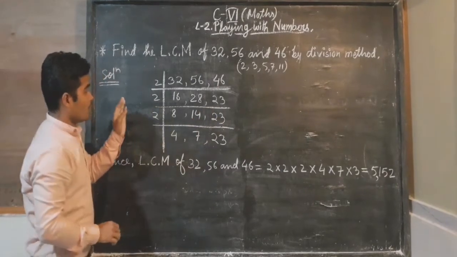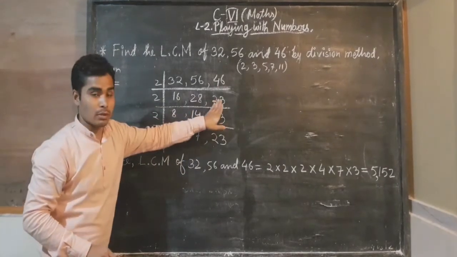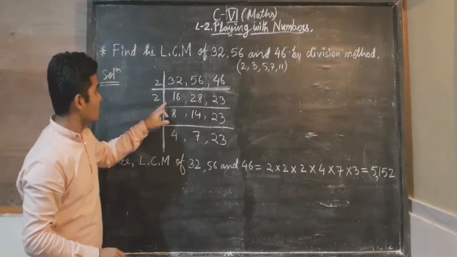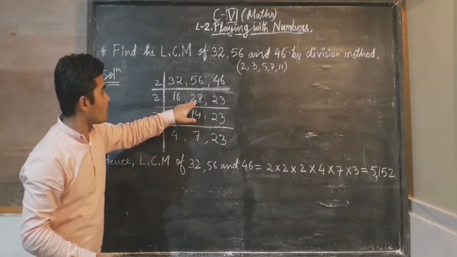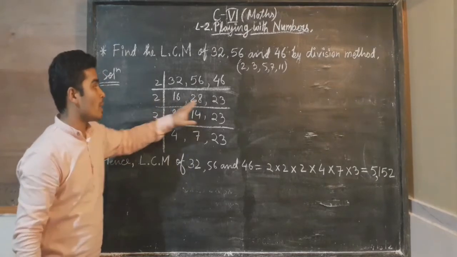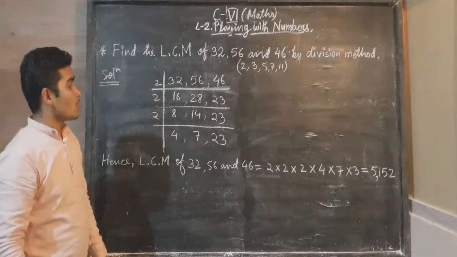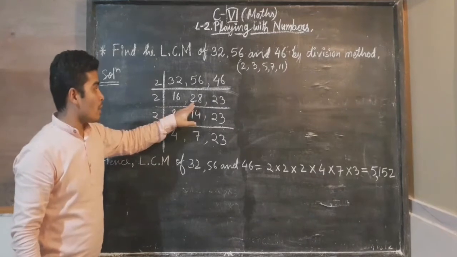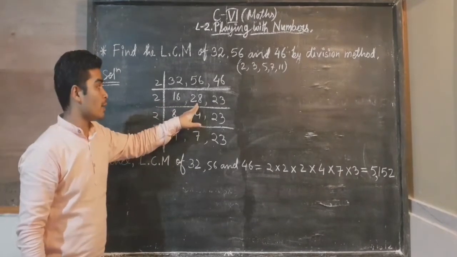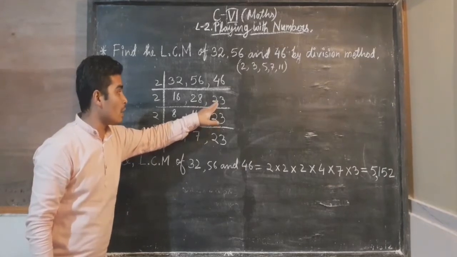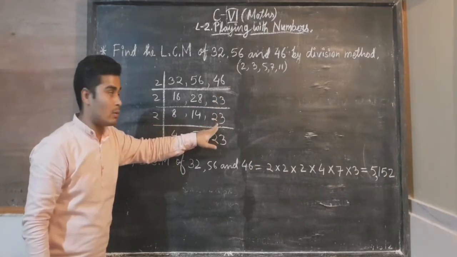After that, again you have to look at these numbers. You see that 16 is divisible by 2 and 28 is divisible by 2, but 23 is not divisible by 2. If at least two numbers are divisible by the same number, then we should divide them. And the one which is not divisible by that number, we have to put that number down.